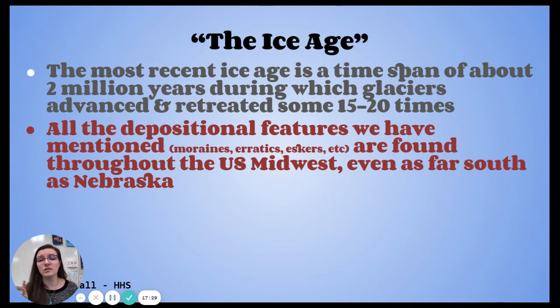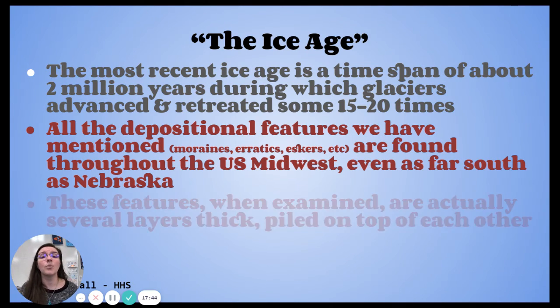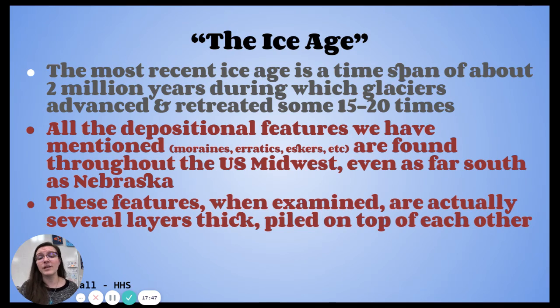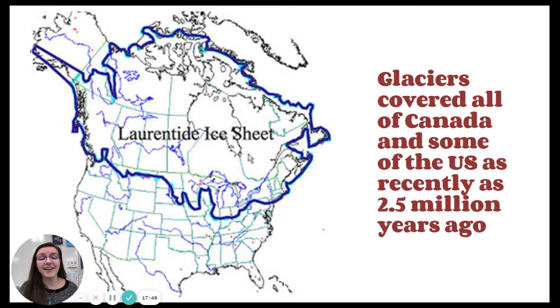All of those different features, moraines, erratics, those random rocks left places, all of those things are found throughout the US as far south as Nebraska. They're in New Jersey, they're in the Dakotas, they're in Illinois and Indiana. These are features that we can see which prove that there was once an ice sheet that covered much of North America. It started as recently as 2.5 million years ago, and was part of this ice age that lasted until 18,000 years ago.